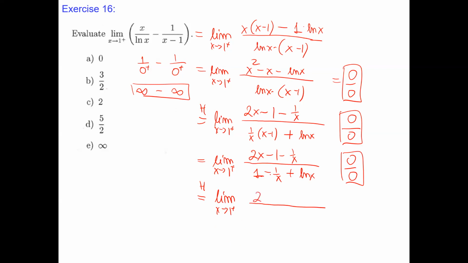Derivative of 2x is 2, derivative of negative 1 is 0, derivative of 1 over x is negative, then I will change for positive, 1 over x squared, negative 1 over x squared. Okay, now the derivative of negative 1 over x is negative, that means negative and negative will become positive, 1 over x squared. And derivative of natural log of x is 1 over x. Okay, 1 over 1 is 1. 2 plus 1 is 3. And 1 over 1 is 1, 1 plus 1 is 2. 3 halves.